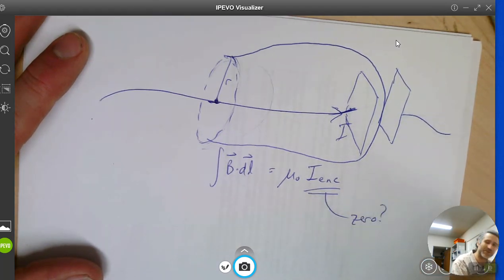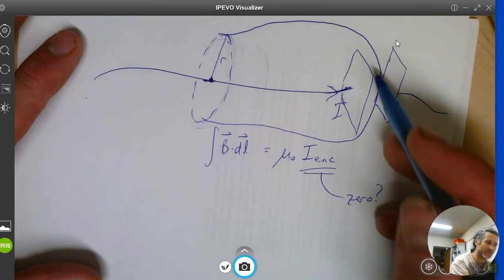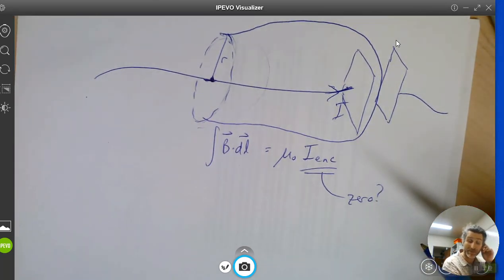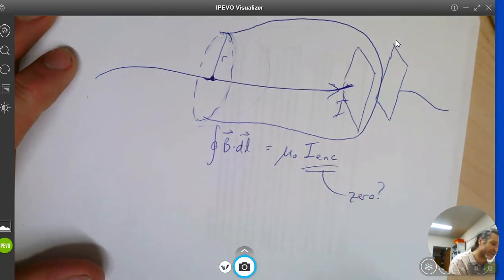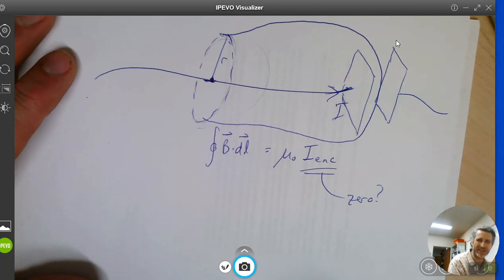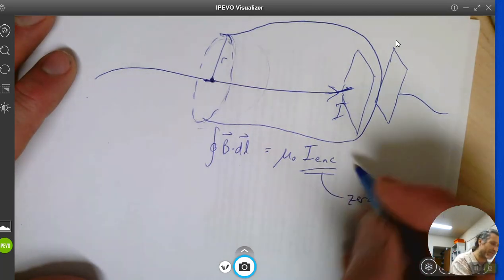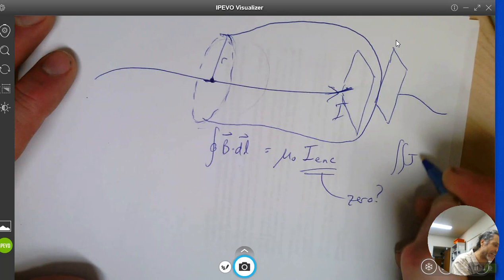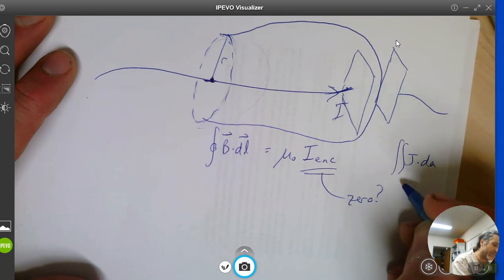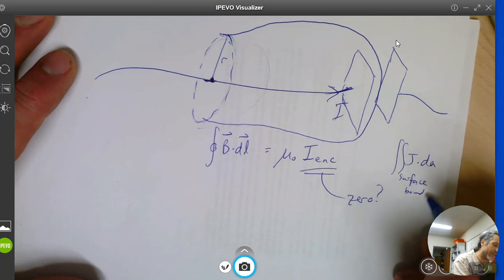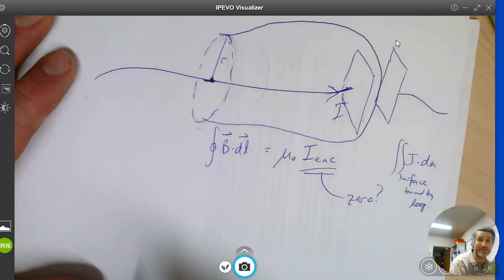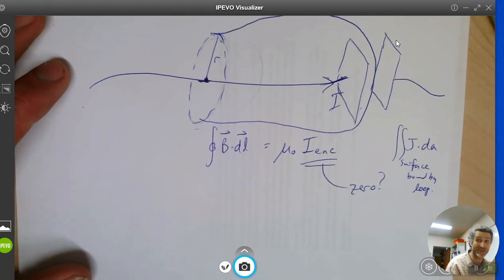So is it 0 suddenly if I change my surface around my Amperian loop? That seems a little bit strange, right? Remember that this I enclosed is like a J dot dA around the surface that is bound by my loop, by my Amperian loop. And this is still a surface that's bound by my Amperian loop. So what is going on?